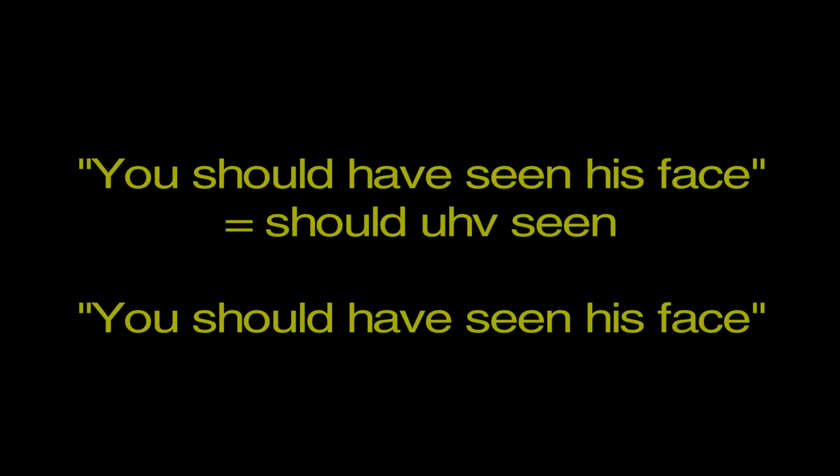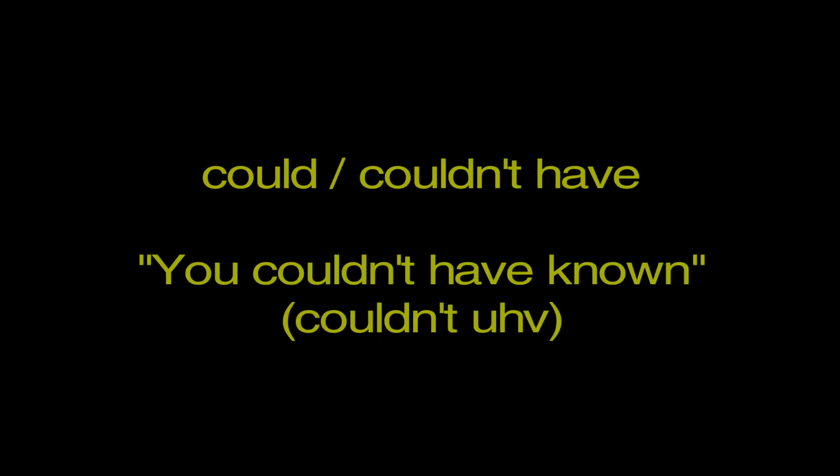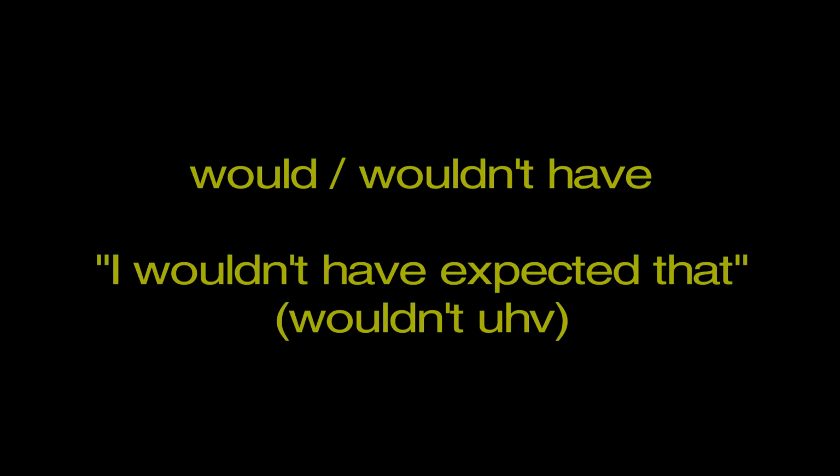Here are some more examples of this. In you should have seen his face, we get should have seen, you should have seen his face. With could or couldn't, for example, you couldn't have known, you couldn't have known. And with wouldn't, I wouldn't have expected that, I wouldn't have expected that.